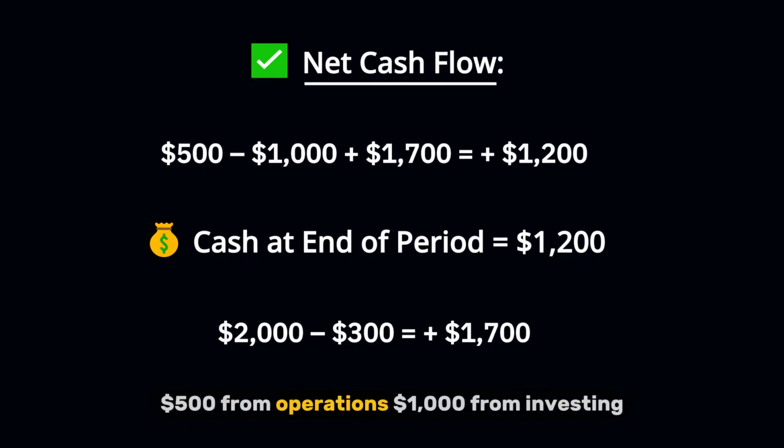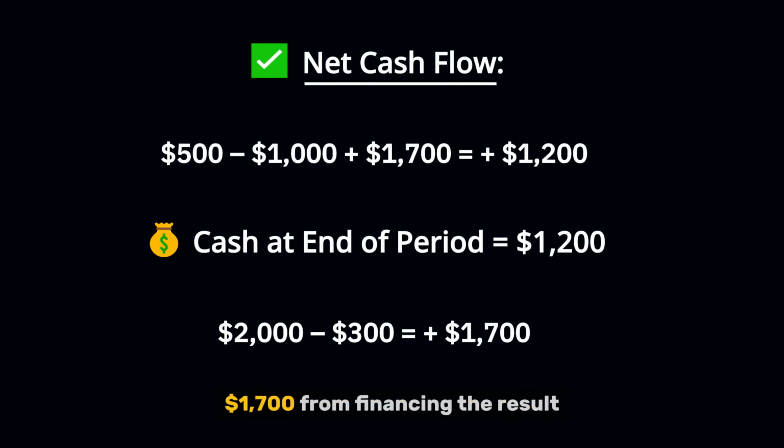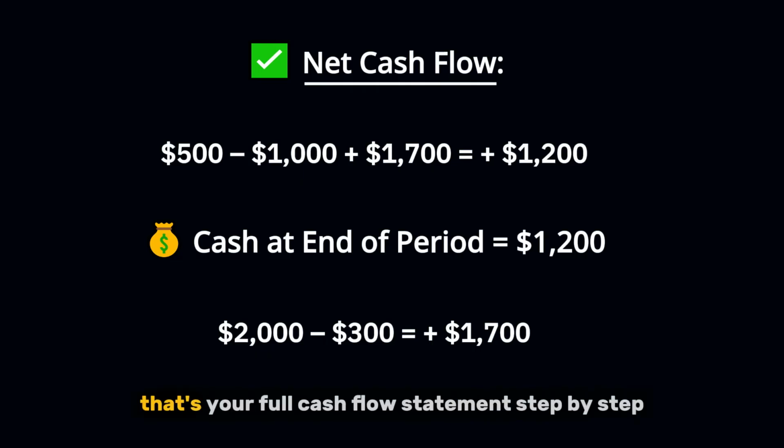Now let's calculate the total net cash flow. $500 from operations, $1,000 from investing, $1,700 from financing. The result? $1,200 net cash flow. And that gives us the final line. Cash at the end of the period, $1,200. That's your full cash flow statement, step by step.